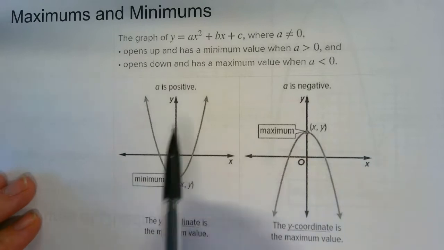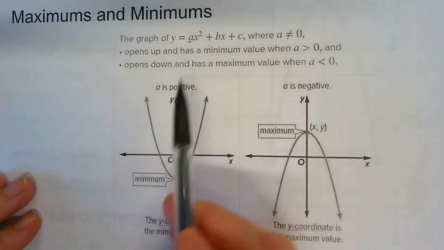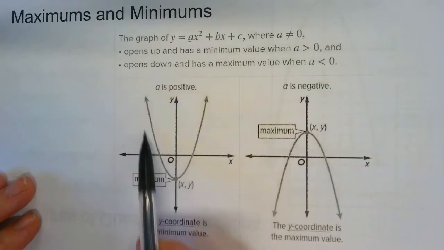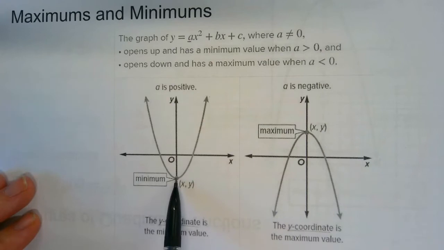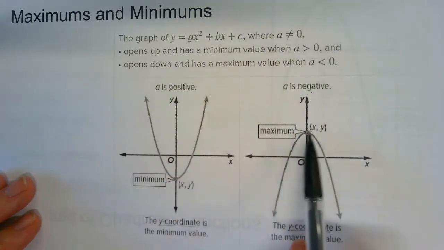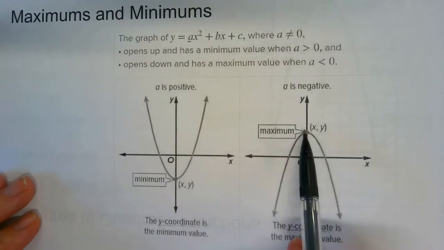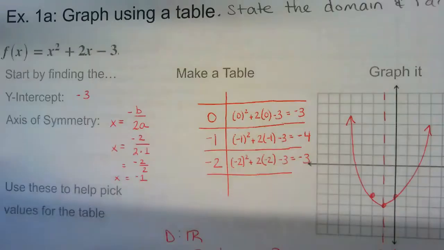You can determine if you're going to have a minimum or maximum based off your A value. So if your A value is positive, that's going to tell you your graph is pointing up, so you're going to have a minimum value. If your A value is negative, that means your graph is reflected down, so that's why you would end up with a maximum value. All right, now let's try and graph some of these guys here.